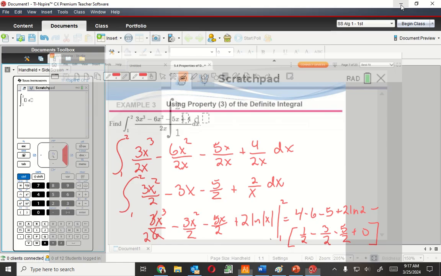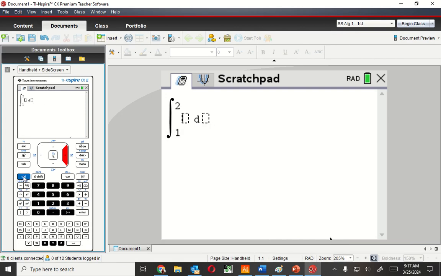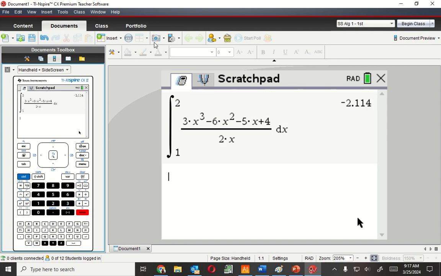Okay, so 3x cubed, so Control divide, 3x cubed minus 6x squared minus 5x plus 4, divided by 2x. Equal by the... And let's check my answer.